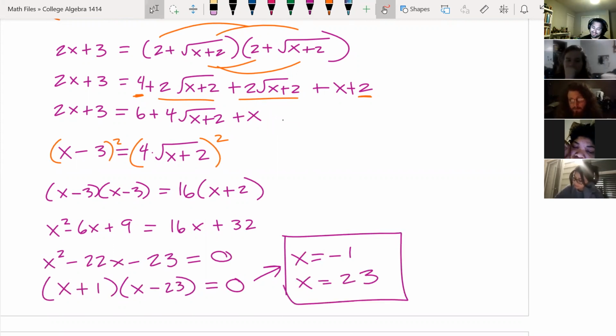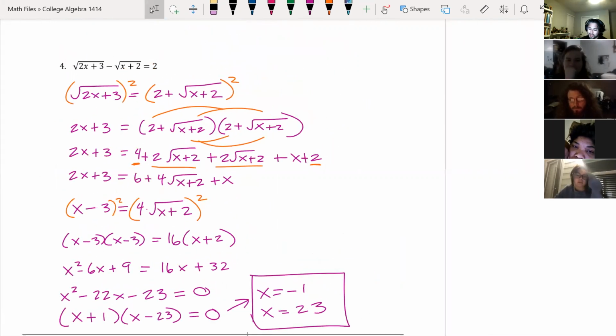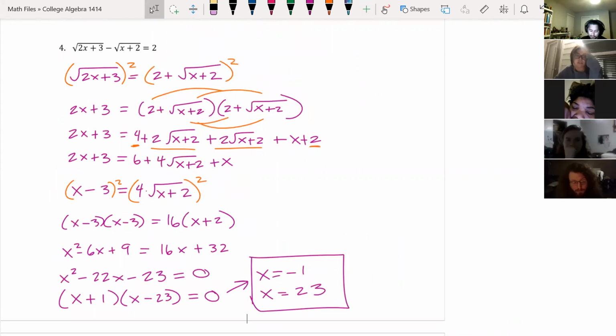Which one works? After all that, you still got to check your work, right? So if you plug in -1, you'll get -2 plus 3, you'll get 1 minus the square root of 1. So I think -1 is out. Trust me. -1 is out and 23 is going to work. But again, don't be afraid to check it. I'm just saving time.